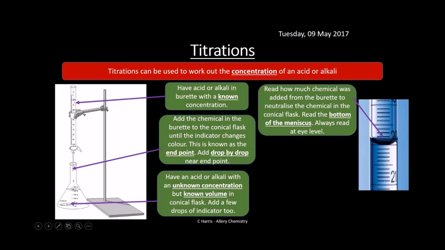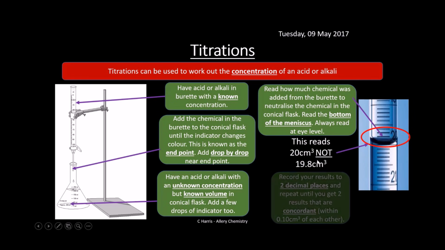And when you're reading this, obviously, when you're measuring it, you're going to read how much chemical was added to the burette. Now, you have to read at the bottom of the meniscus. You can see this bubble here, okay? Always read it at eye level. You never read like above or below. You always read right on eye level and read at the bottom of this bubble here, okay? So this one reads 20 centimetres cubed, not 19.8, as you may think on the top of the meniscus. Always at the bottom. Really important.